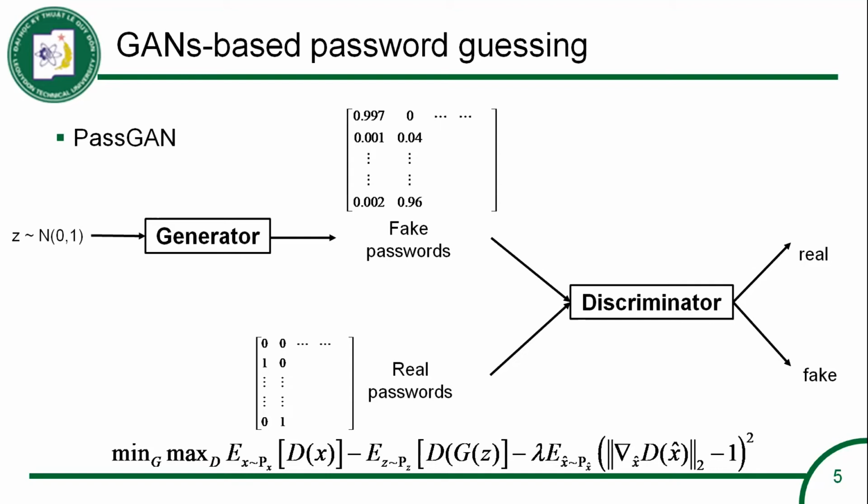The problem here is that the fake password is generated by the machine. So the GAN output is generated by a distribution. As you see, the fake password is not really one-hot.